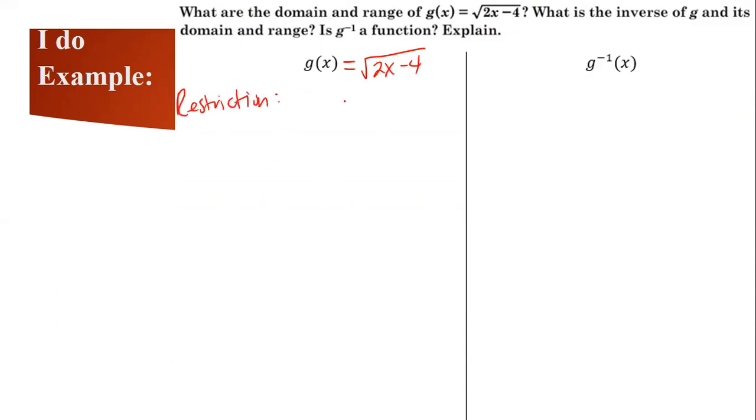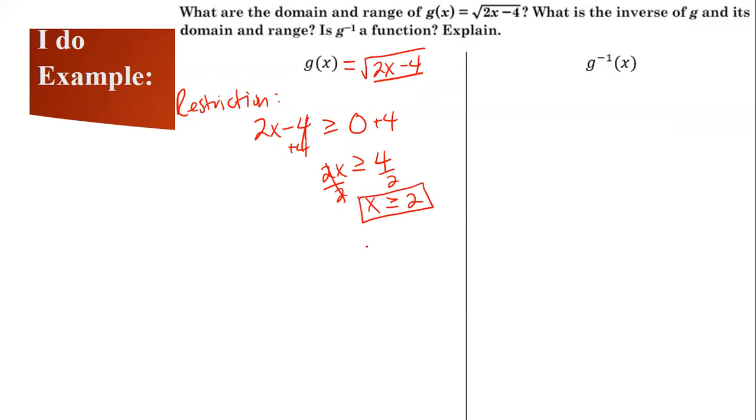So finding its restriction means I'm going to take whatever is underneath the square root and set it greater than or equal to 0. So I have 2x minus 4 is greater than or equal to 0. And I'm going to find that restriction by isolating the x. So what would I need to do to get x by itself? Add 4. What I do to one side, I do to the other. So that gives me 2x is greater than or equal to 4. And then divide by 2. So this lets me know that x is greater than or equal to 2. This is my domain restriction. X has to be greater than or equal to 2.